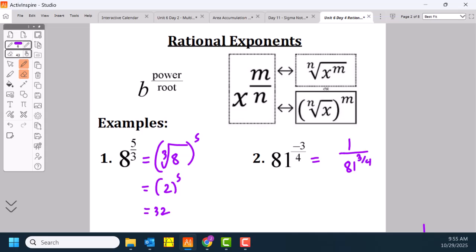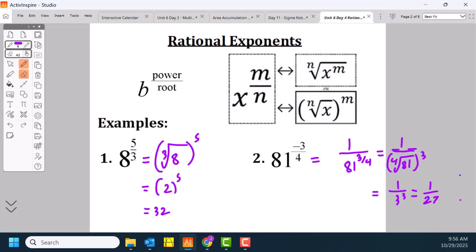And then we just need to figure out the best way to write it. We could do 1 over the cube root of 81 to the 4th, but 81 to the 4th is a really big number that we don't want to deal with. Instead, I would do 1 over the 4th root of 81, and then raise it to the 3rd power. So that's going to give us the 4th root of 81 is 3, so 3 cubed, and 3 cubed is 27.